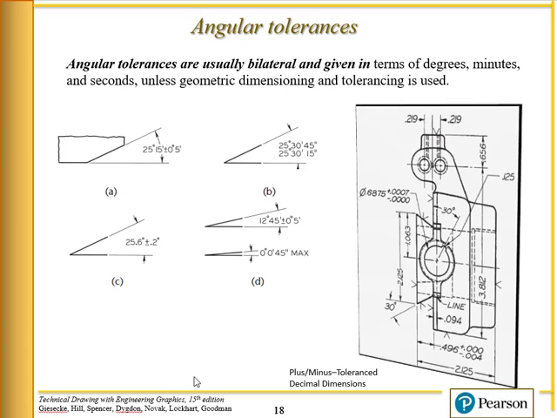Okay, angular tolerances. Angular tolerances are usually bilateral and given in terms of degrees, minutes, and seconds, unless you're using GD&T. Okay, and here's some examples of angular tolerances. Here we have a bilateral tolerance. Here we have limit tolerances. Here we have a bilateral tolerance, and here we have a unilateral tolerance, 0.045 max.